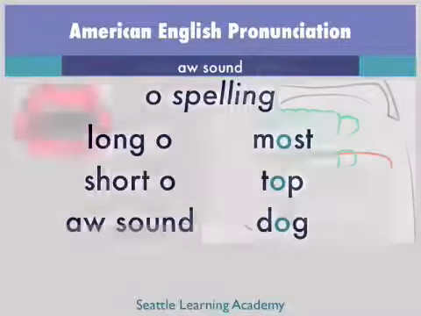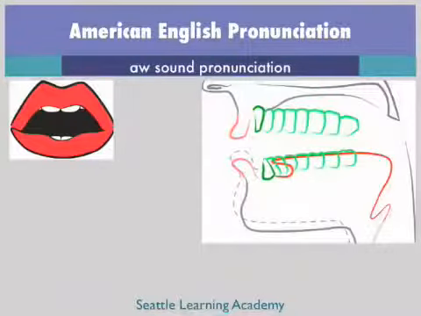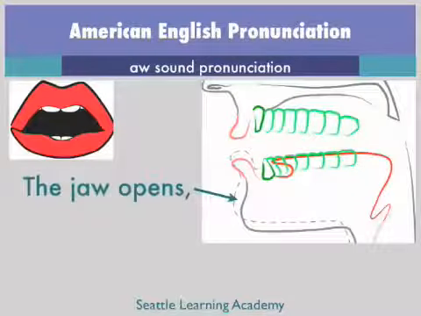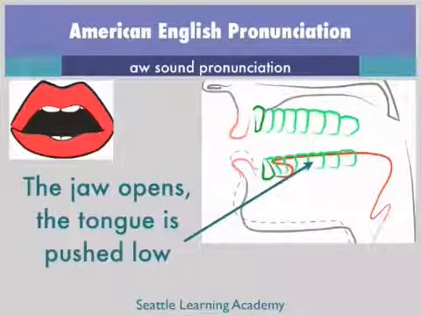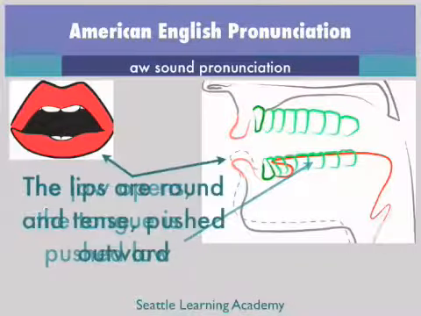This sound can be difficult for some people to learn to say and hear. It sounds like aw. The AW sound is created with the lips open and rounded. The jaw opens, the middle area of the tip of the tongue is pushed low, and the back of the tongue is raised and pushed back.